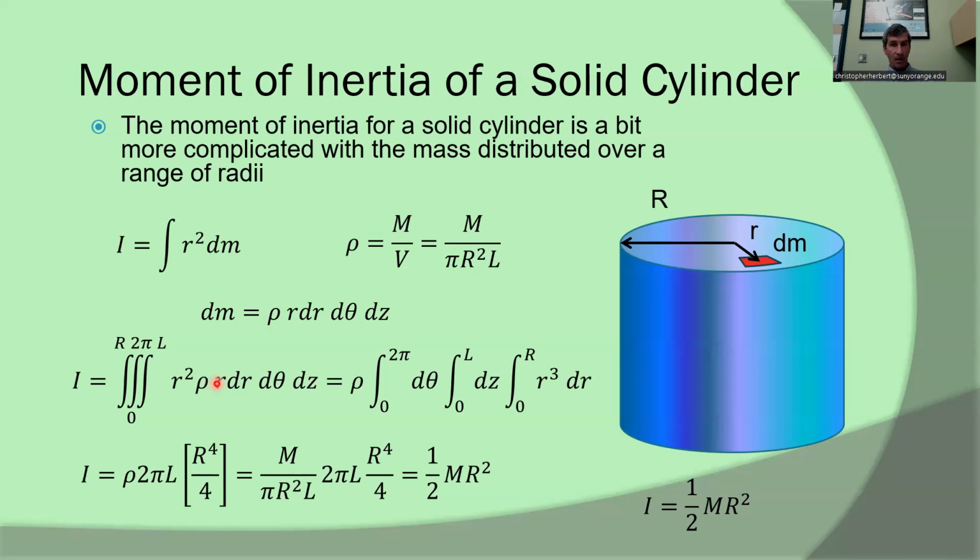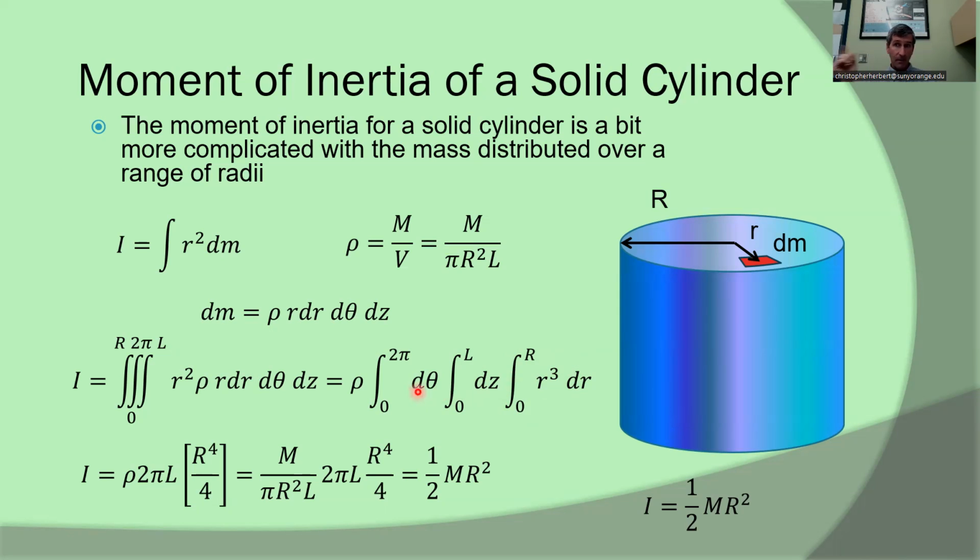So I have r squared times r, which is r cubed. I'll integrate in the radial direction. The integral of r cubed is r to the fourth over 4. I'll integrate along the z-axis, from 0 to L, the length of this cylinder. That just gives me L, right? The integral of dz is just z. L minus 0 is just L.